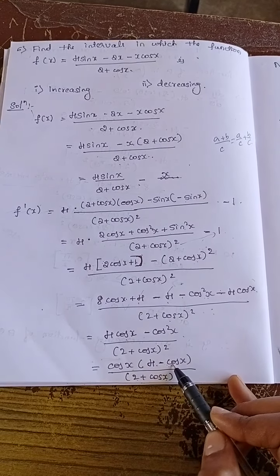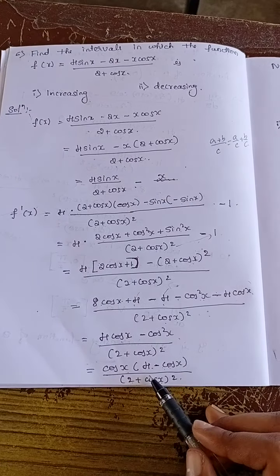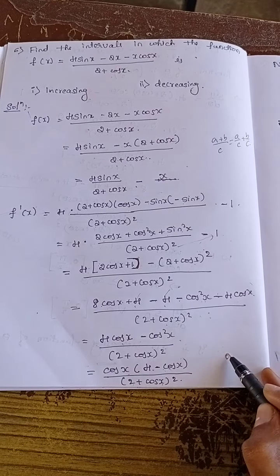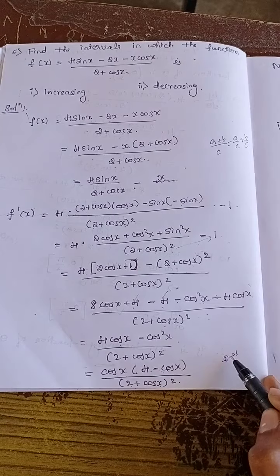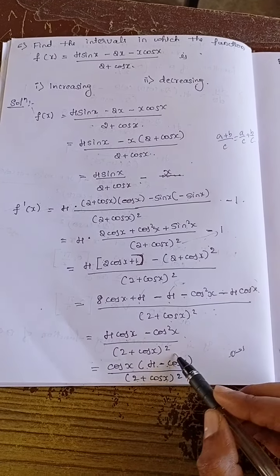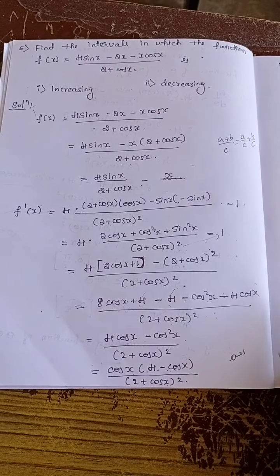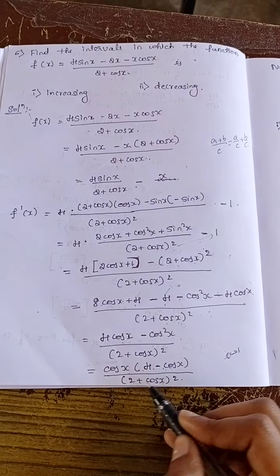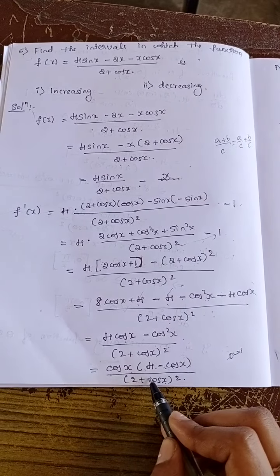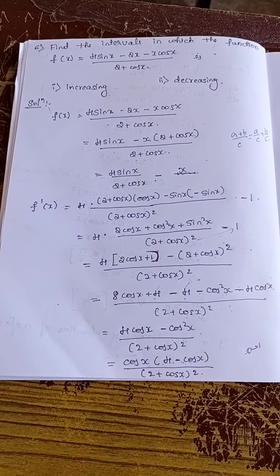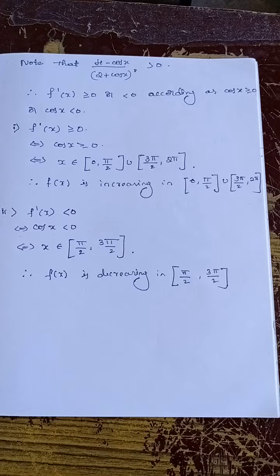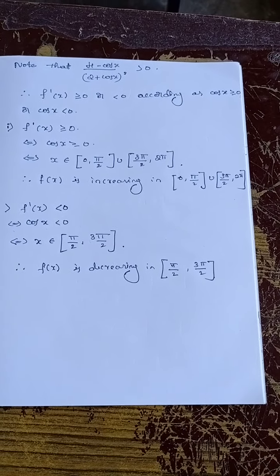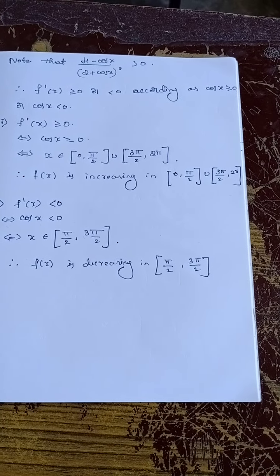See here 4 minus cos x divided by 2 plus cos x whole square. Cos x value varies from 0 to 1. 4 minus any value from 0 to 1 is always greater than 0, and 2 plus cos x whole square value is always greater than 0. Therefore this whole term, 4 minus cos x divided by 2 plus cos x whole square, is greater than 0. Therefore f dash of x being greater than or equal to 0 or less than 0 depends on the value of cos x.